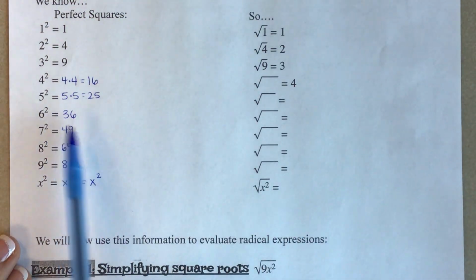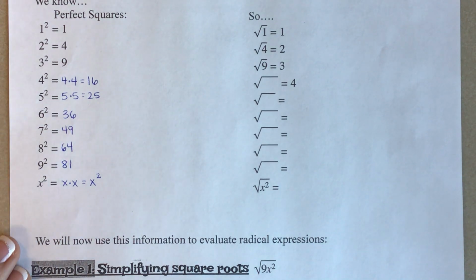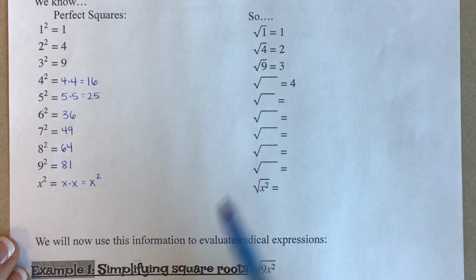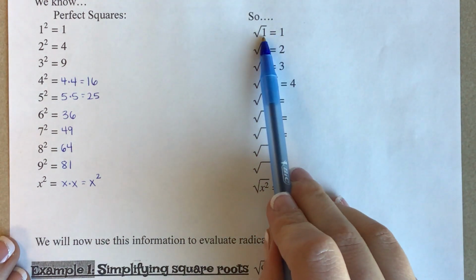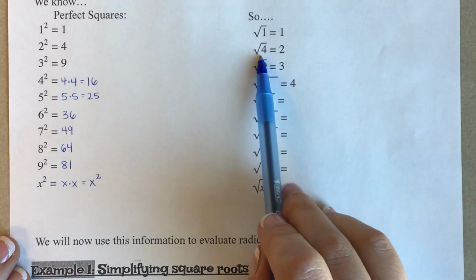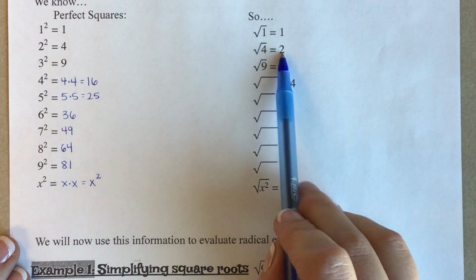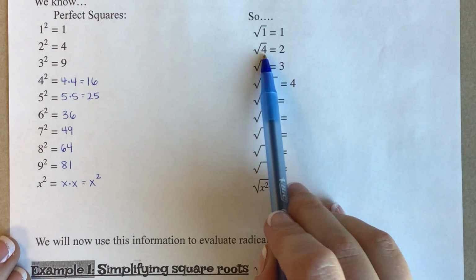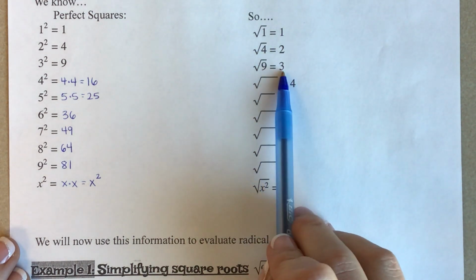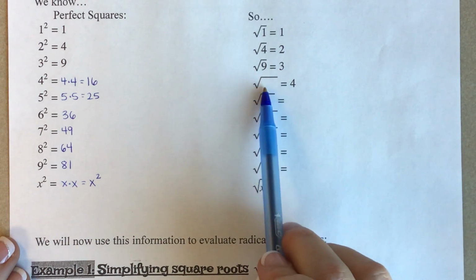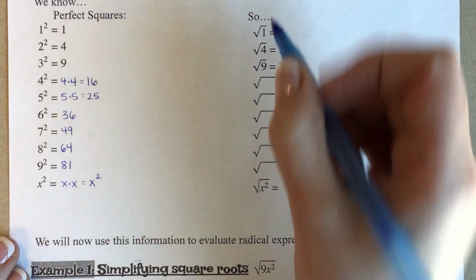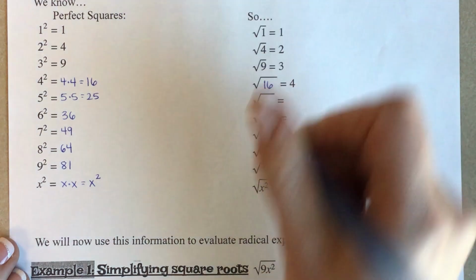I can take that in reverse to do square roots, which is what we started talking about yesterday. So the square root of 1 is 1. The square root of 4 is 2, because 2 times 2 gets you 4. The square root of 9 is 3. What should go in the square root to get 4? That's going to be 16.